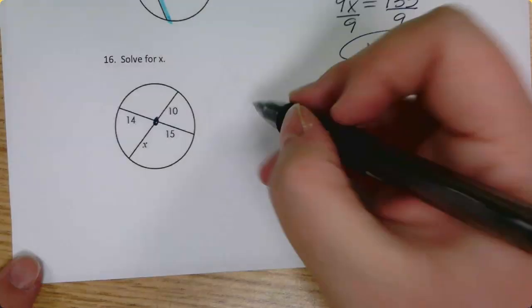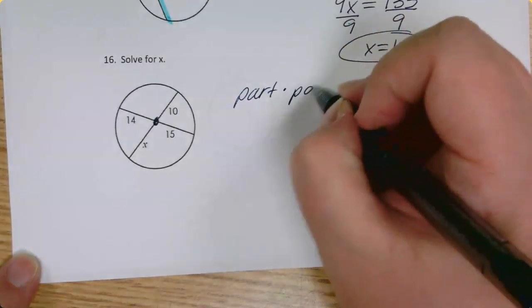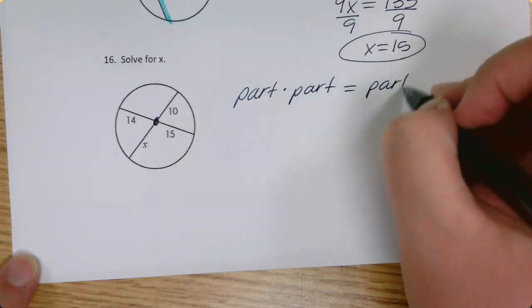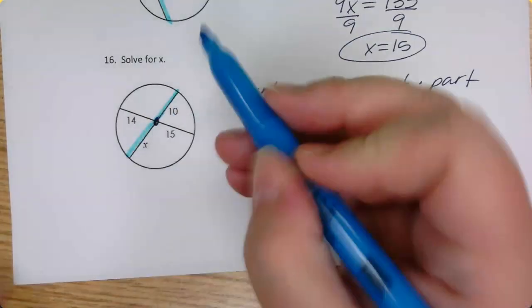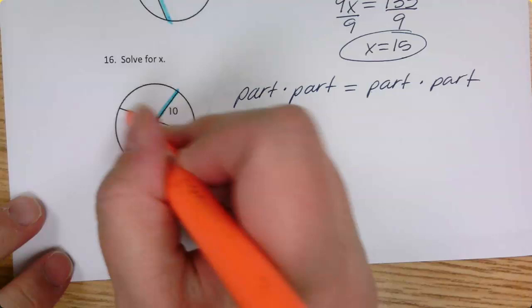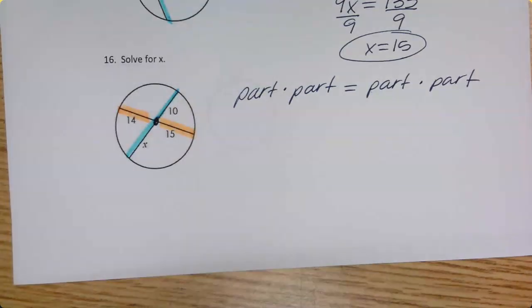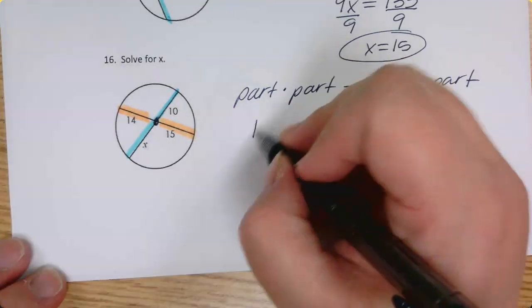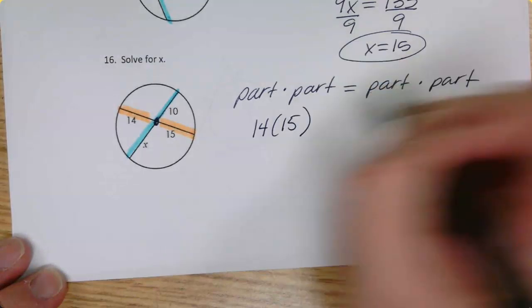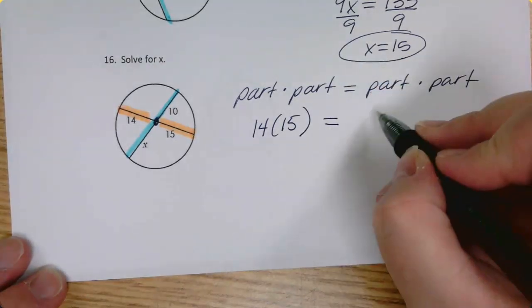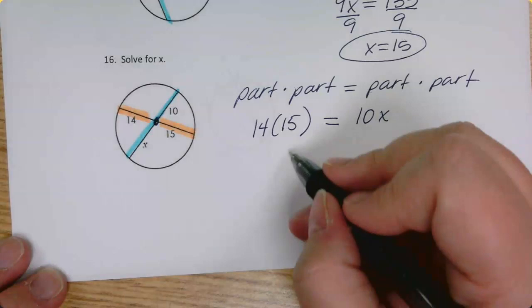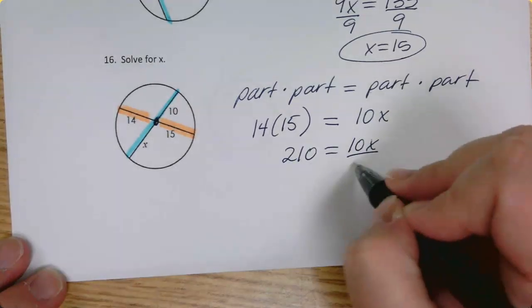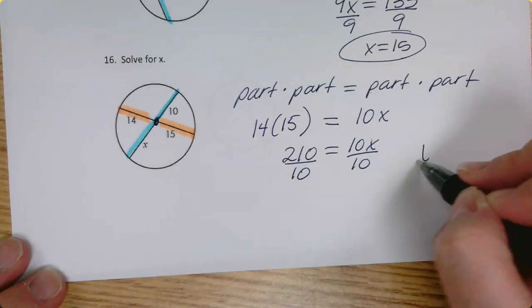So in other words here, my part times part, let's color coordinate it again. That's always fun. The blue chord, we're going to multiply the two parts of the blue chord, and we're going to multiply the two parts of the orange chord. So basically blue is one side of that equation and orange is the other side. Part times part here is 14 times 15 for the blue chord. And on the other side, the orange one, I apologize, 10 times x. So this is 210 equals 10x. Divide both sides by 10, and we get x is 21.